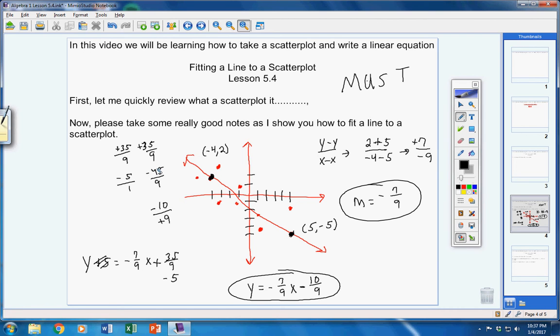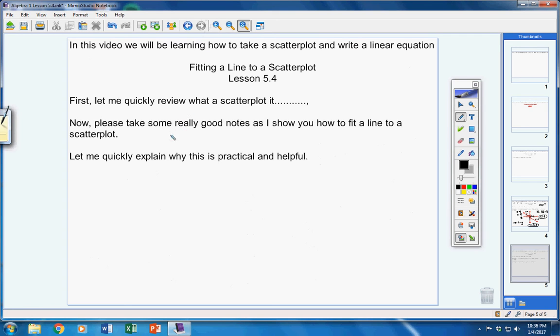And once you pick those 2 points, you guys know what to do because we've learned how to write a linear equation when given 2 points. Remember, we've learned how to write a linear equation when I give you the slope and the y-intercept. We've learned how to write a linear equation when I give you a point and the slope. And you've learned how to write a linear equation when I give you 2 ordered pairs. And that's what you have here, 2 ordered pairs.